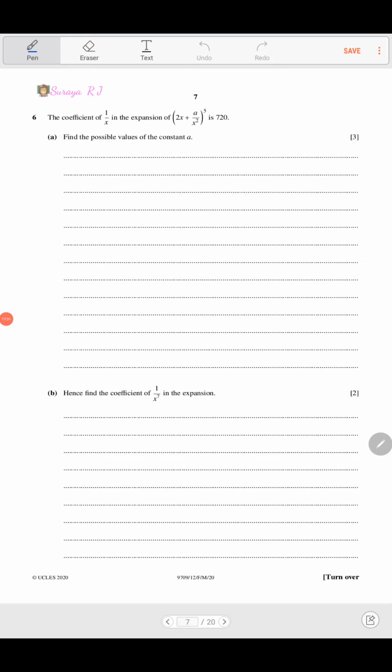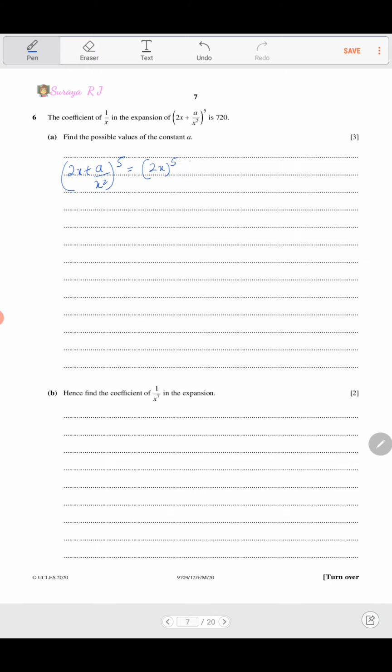Question number 6. The coefficient of 1 over x in the expansion of (2x plus a over x squared) the whole to the power of 5 is 720. Find the possible values of the constant a. So here we can expand the expression (2x plus a over x squared) power 5.